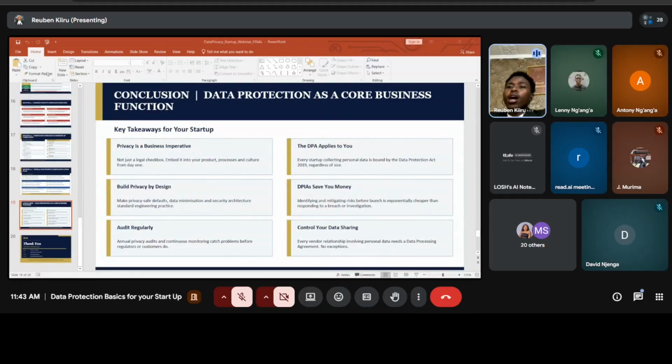Now, data protection is a core business function. Just the key takeaways that we have from this webinar for you today is that you need to know that privacy is important for business. It's not just a legal checkbox. You can be sued, you can lose money around it, and it applies to you. The act applies to you, and your impact assessment will save you money. Make sure you have your regular audits, control your data sharing. Just at the end of the day, be very intentional about not just your personal data, but the business's data.